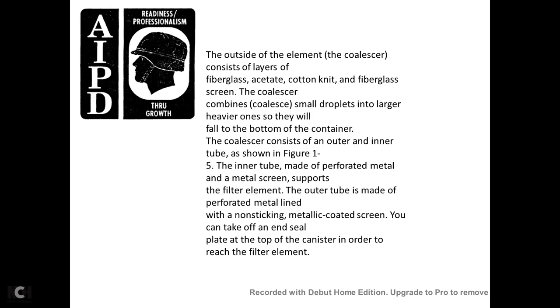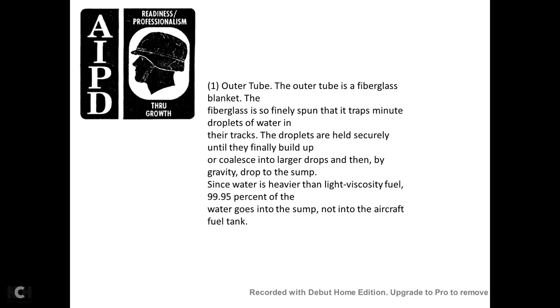You can take off the end seal and place it at the top of the canister in order to reach the filter element. The outer tube has a fiberglass blanket. The fiberglass is so finely spun that it traps minute droplets of water in their tracks. The droplets are held securely until they are built up by coalescence into large drops, and then they drop by gravity into the sump. Since water is heavier than the light viscosity fuel, 99.95% of the water goes into the sump and not into the aircraft or the fuel tank.